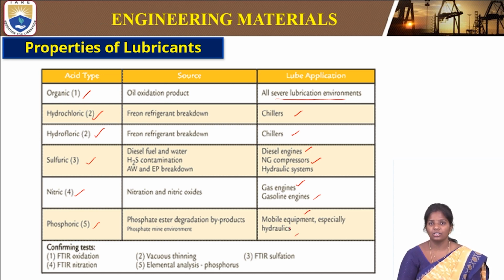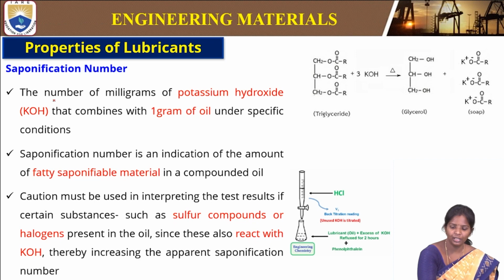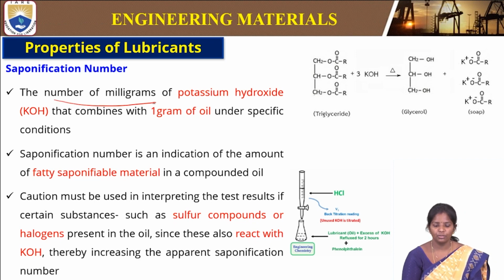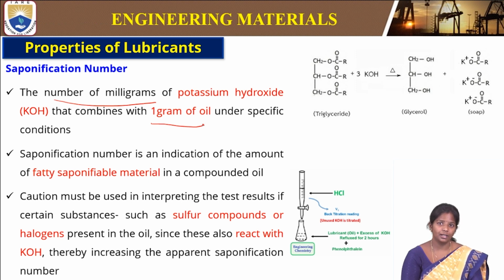That is the minute machinery that is having a slower function. So this is how we categorize the acid type and their application part. Then the other property is the saponification number. So what is saponification number? The number of milligrams of potassium hydroxide that combines with 1 gram of oil under some specific conditions. So what are these conditions?